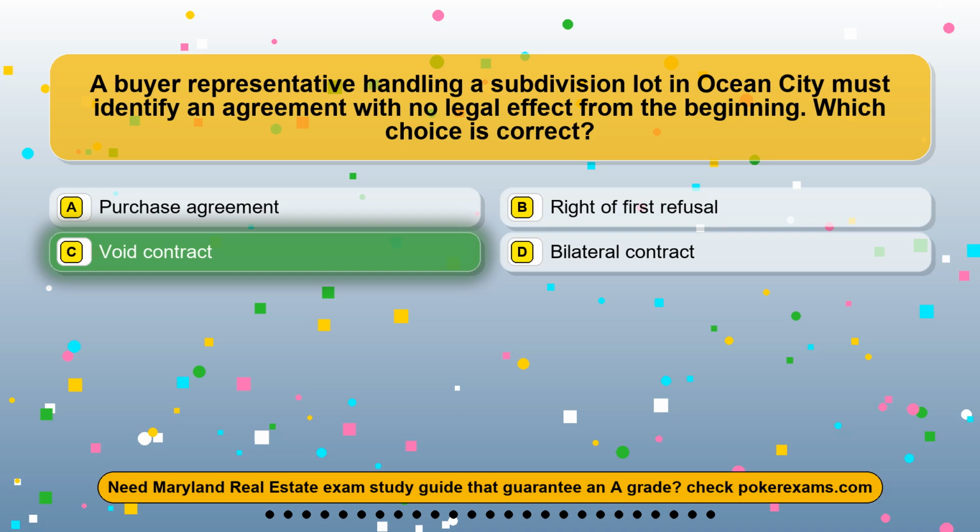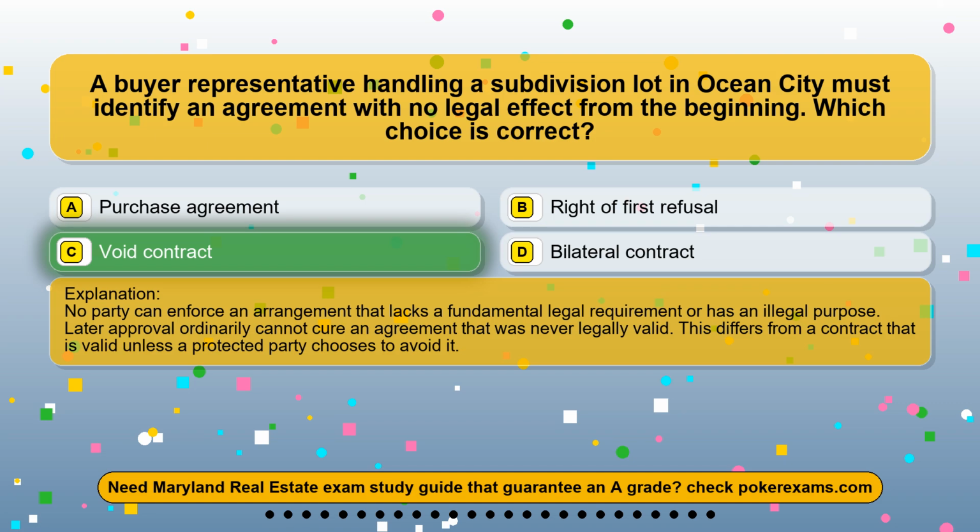The correct answer is option C, void contract. No party can enforce an arrangement that lacks a fundamental legal requirement or has an illegal purpose. Later approval ordinarily cannot cure an agreement that was never legally valid. This differs from a contract that is valid unless a protected party chooses to avoid it.